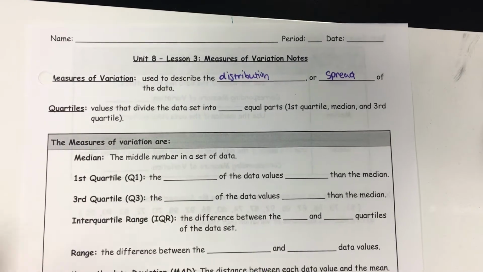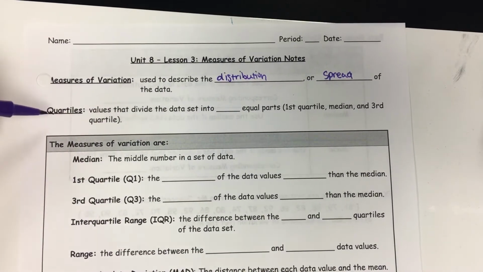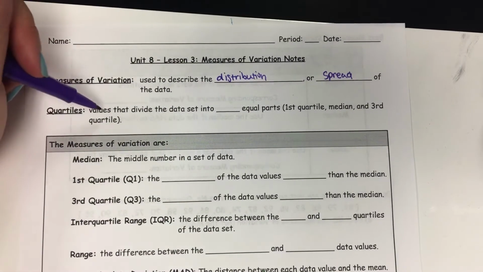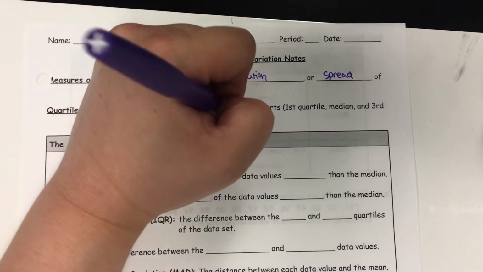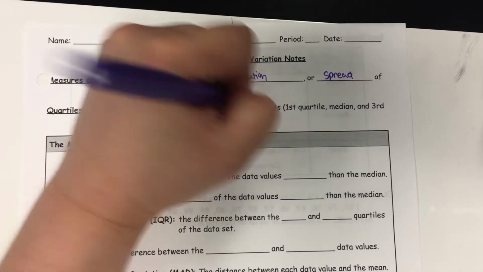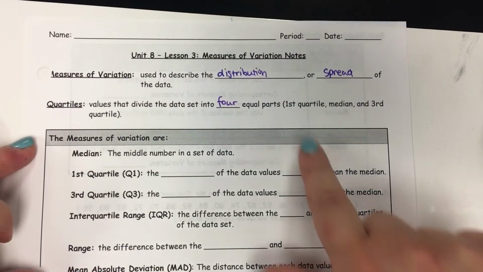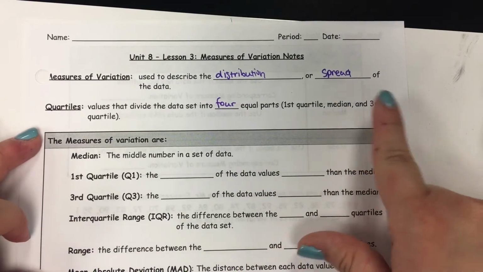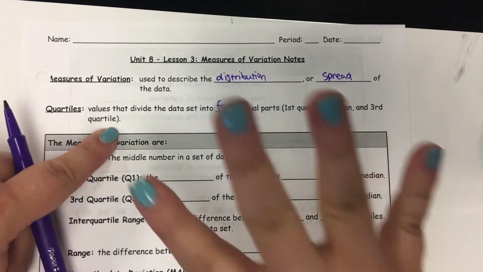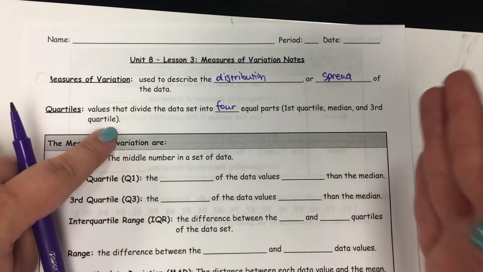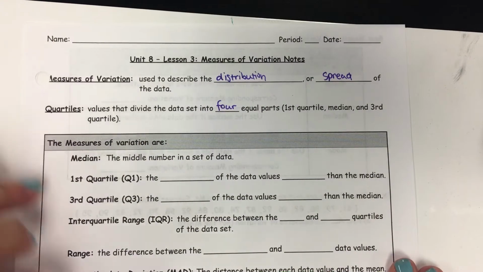Distribution or spread of the data. Okay, now to find measures of variation, we want to split our data up into quartiles. Quartiles are the values that divide the data into 4 equal parts. So we will end up having a first quartile, a median, a third quartile, and then really a fourth quartile, which will be the ending or the highest part of our data.